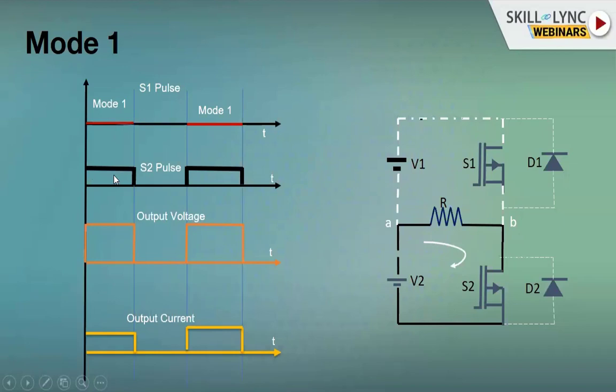So when S2 is given the pulse, you can see that the voltage across this is nothing but the output voltage. The orange color waveform tells you that it is the voltage across the resistor. So that is positive. The second part of it, we will come to in the next slide. And the third is again a repeated cycle: mode 1, mode 2, and again mode 1 repeats. You can see that this orange waveform is repeated because whenever the switch S2 is switched on, the voltage across the resistor is positive.